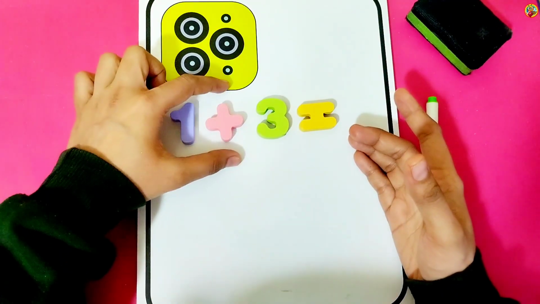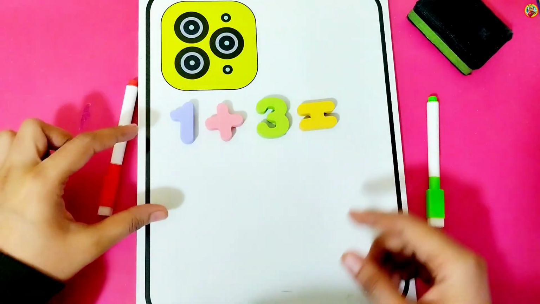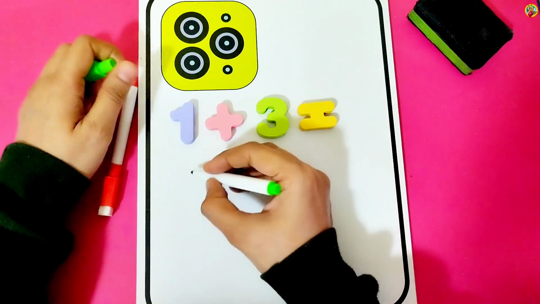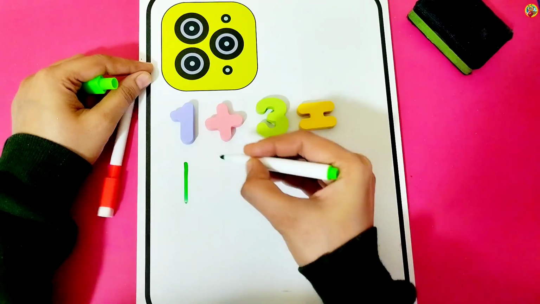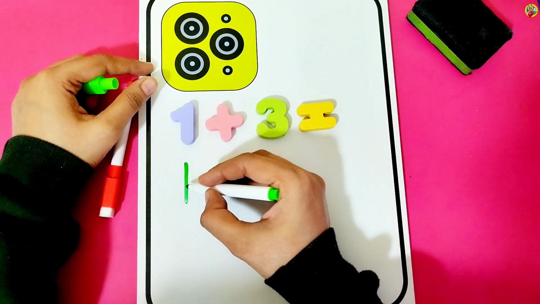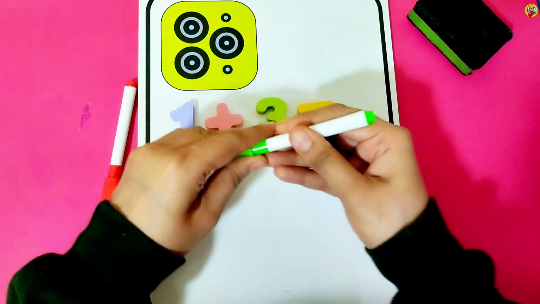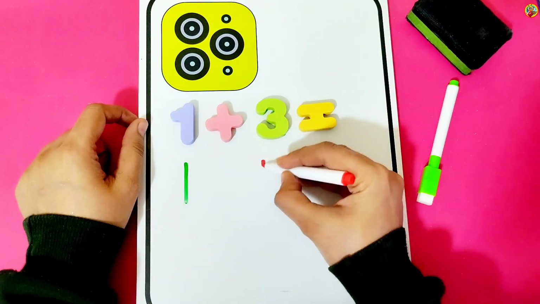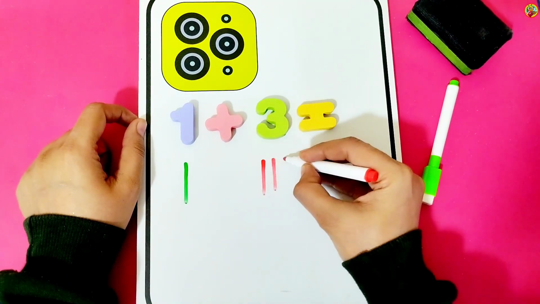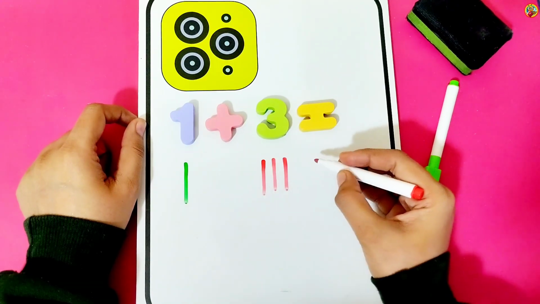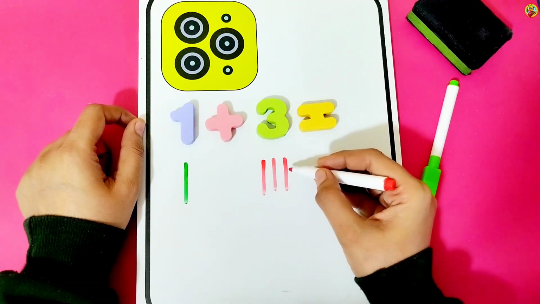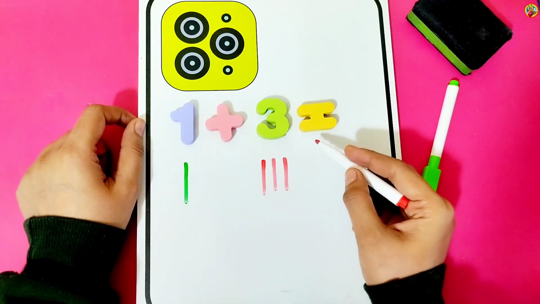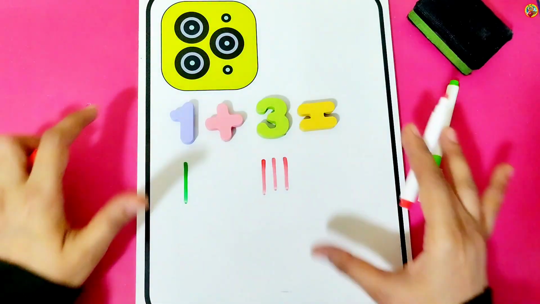1 plus 3 equal. Left side we have 1. So, 1 line below 1 plus. So, right side we have 3. 1, 2, 3. So 3 lines below 3. 1 plus 3 equal. Let's count all together.